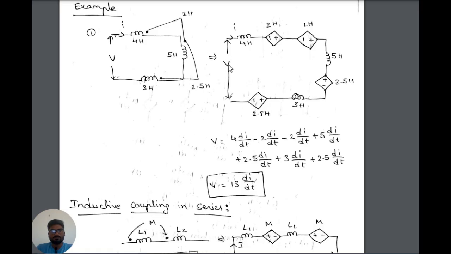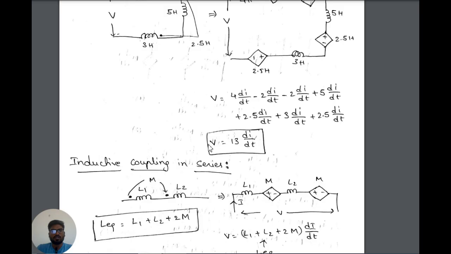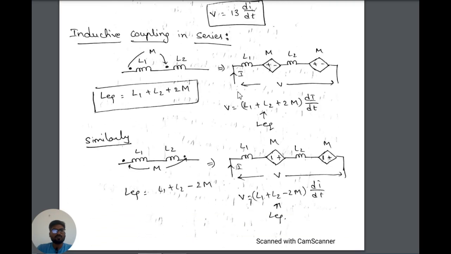So if you apply KVL, input voltage is equal to the sum of all output voltage drops. So 4 di by dt minus, as it is a starting sign, we will take it as minus 2 di by dt, minus 2 di by dt, as it is a plus 5 di by dt plus 2.5, plus 3 and plus 2.5 di by dt. Overall the value will be V is equal to 13 di by dt.